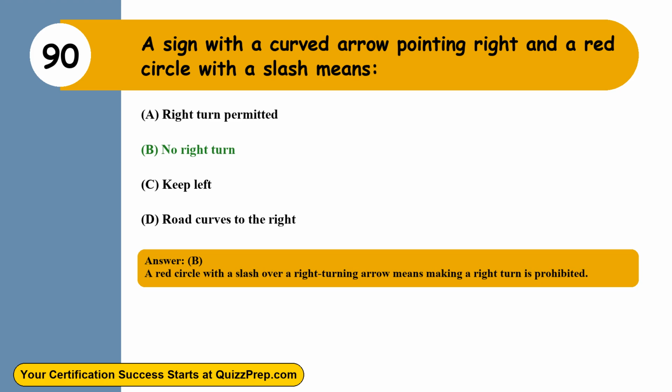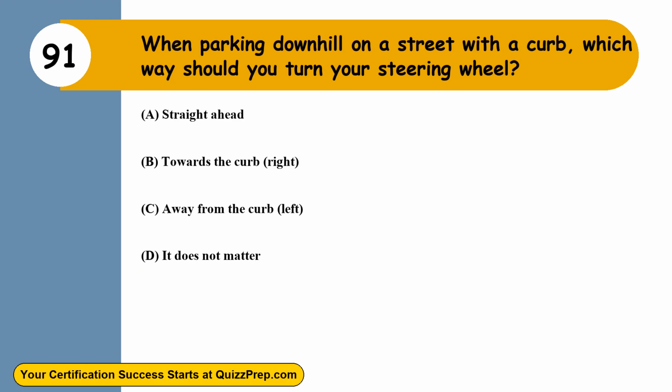Question 91. When parking downhill on a street with a curb, which way should you turn your steering wheel? Option A, straight ahead. Option B, towards the curb, right. Option C, away from the curb, left.